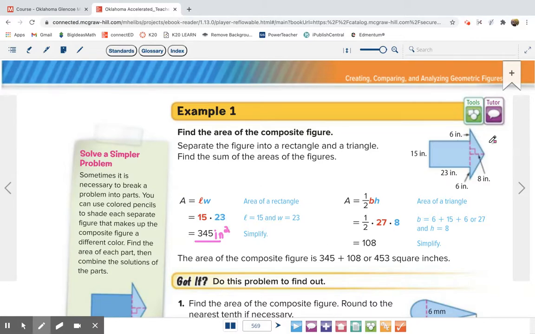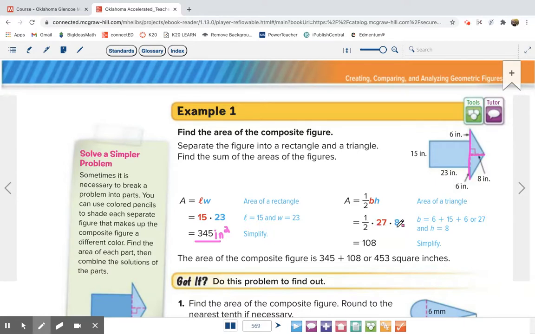Okay, now for my triangle, the formula for a triangle, and you'll be able to look back at the ones you have written down. Area equals 1/2 base times height. So the base of a triangle is the longest side. So we have to figure out what this is. Well, I know from here to here is 15 inches. And then they tell me this part is 6 and this part is also 6. 6 plus 6 is 12 plus 15 is 27. So this whole distance is 27. So that's my base. So I have 1/2 times 27 times the height of the triangle. They gave me that as 8.